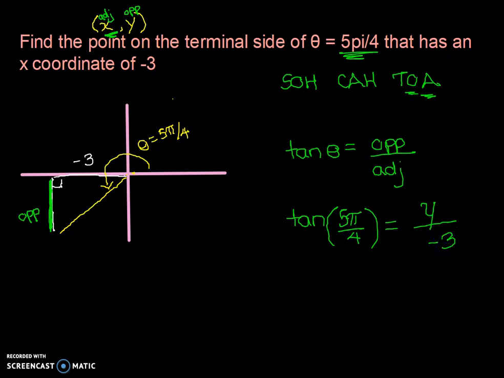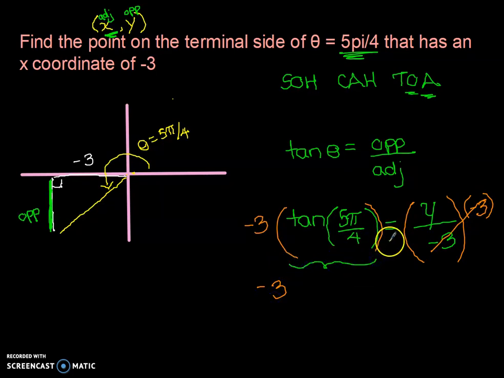So in this case, I am just going to get y by itself to solve for the opposite side. I would multiply both sides by -3. And then from here, I'm going to bring down the -3, and I know the tangent of 5 pi over 4 because that is on the unit circle. So this whole question is not pertaining to the unit circle. You're just applying the knowledge you have from the unit circle to solve this problem.